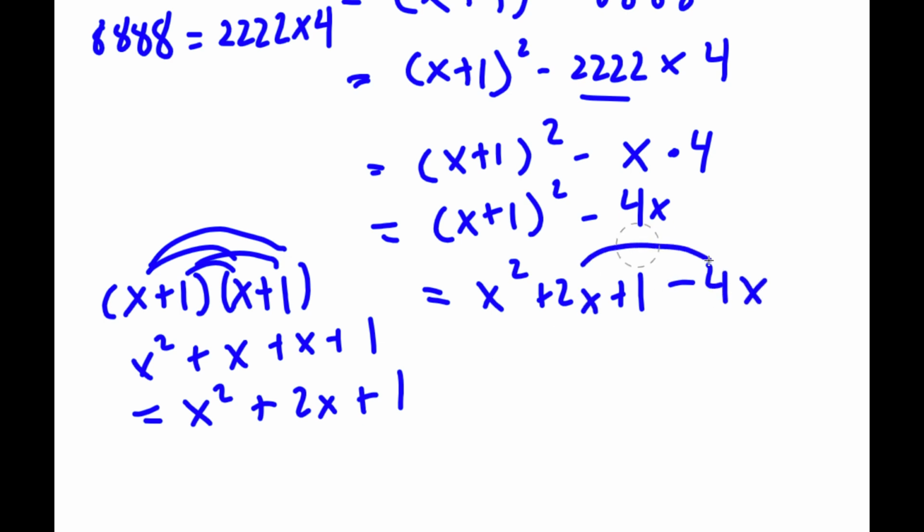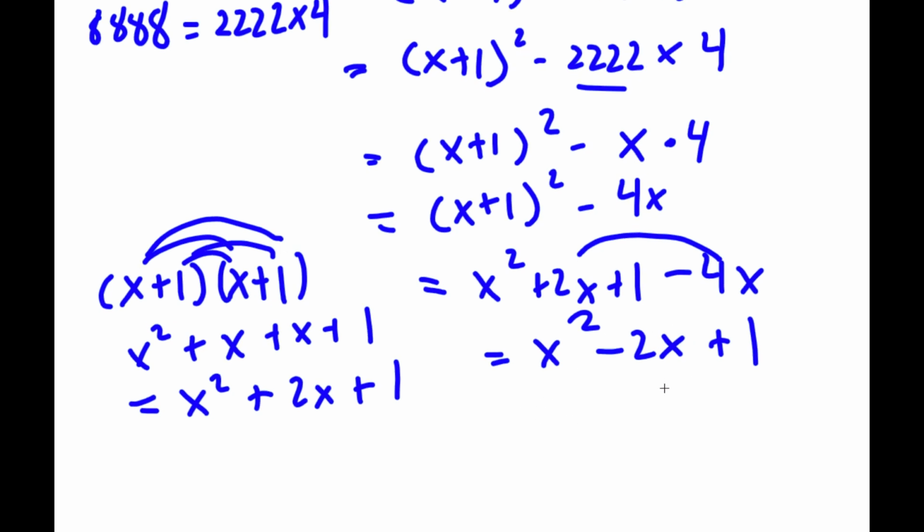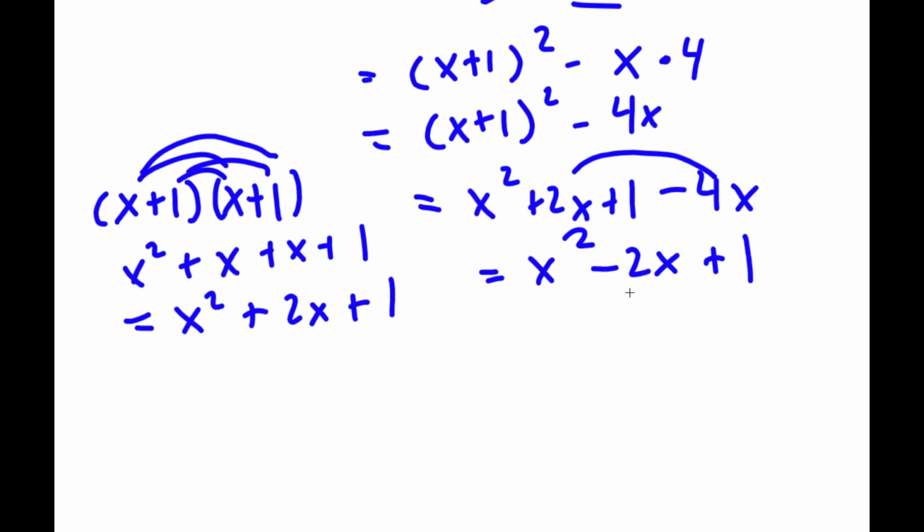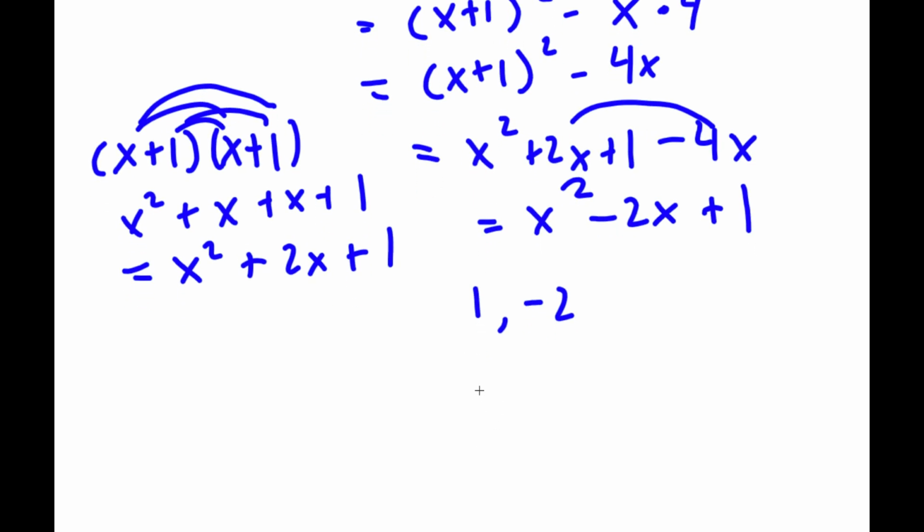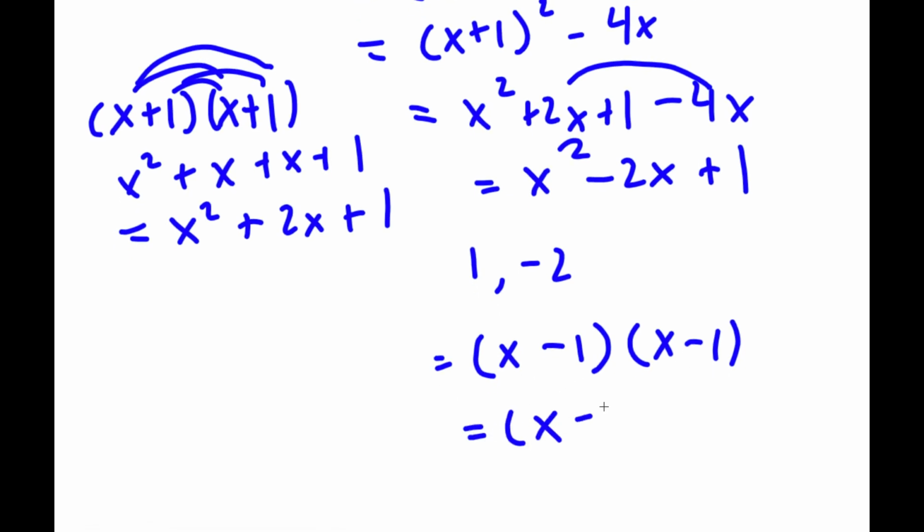So now if we combine like terms, we get x squared, 2x minus 4x is negative 2x, plus 1. So we have x squared minus 2x plus 1. Now I'm going to go ahead and factor this. What two numbers multiply to get 1 and add up to get negative 2? Negative 1 and negative 1, right? So this would be x minus 1 times x minus 1. And this is the same thing as x minus 1 squared.